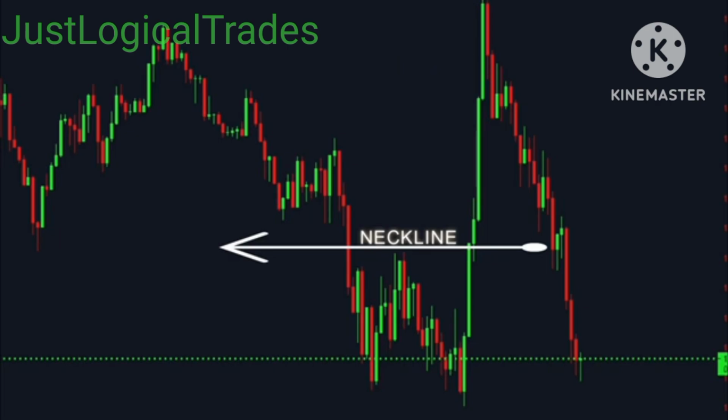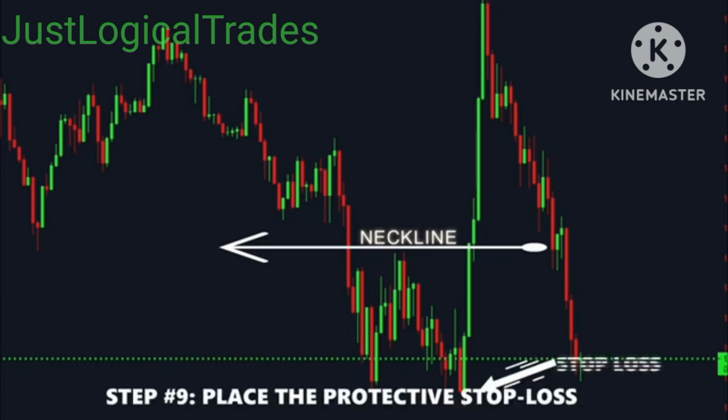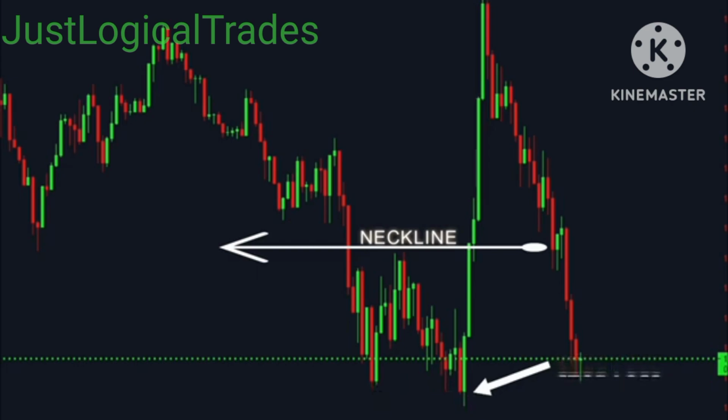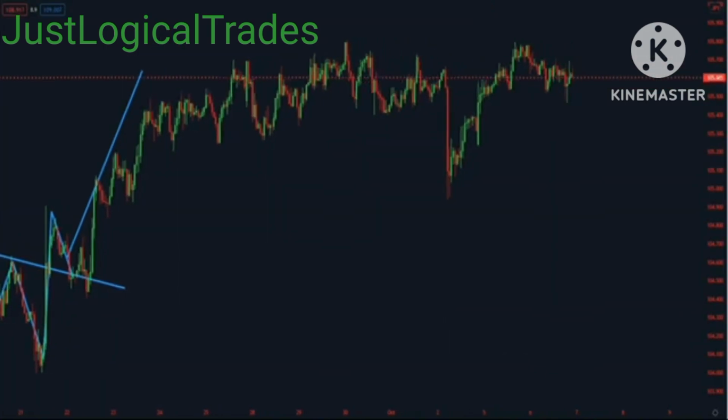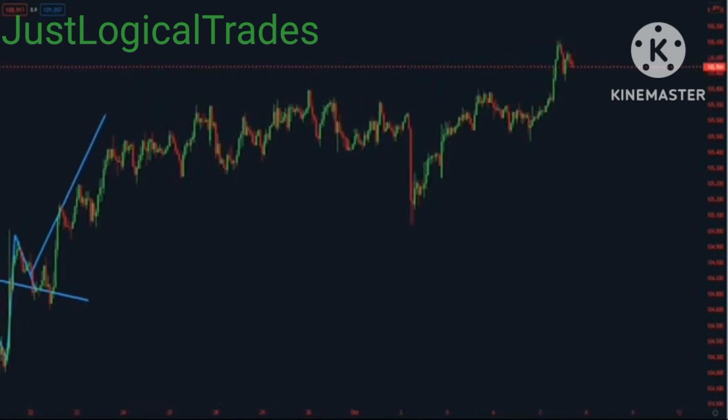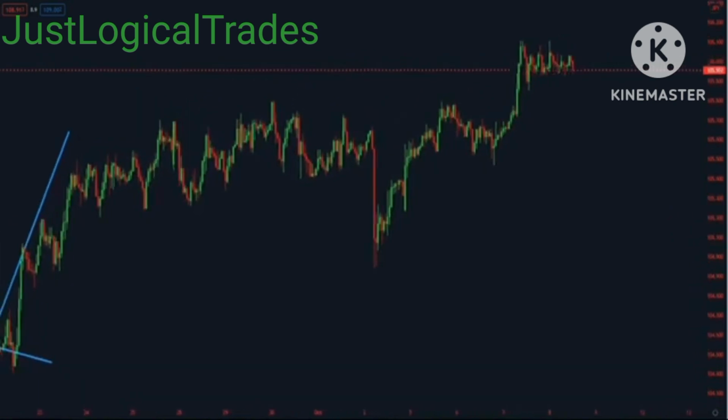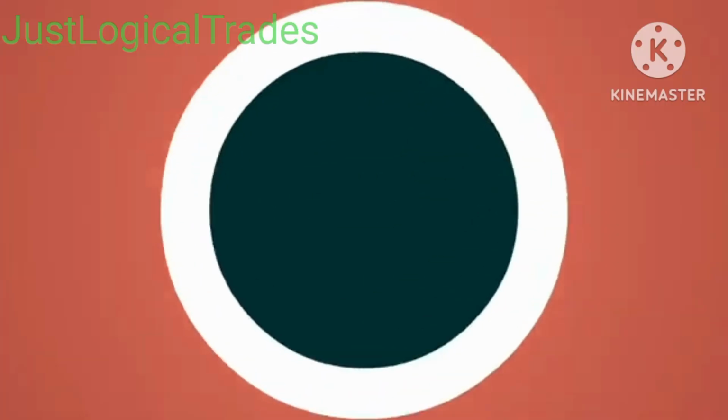The next important thing we need to establish is where to place your protective stop loss. Step number 9, place the protective stop loss slightly below the support created by the double bottom reversal. The double bottom chart pattern strategy gives you a simple way to quantify risk because you can place your protective stop loss slightly below the double bottom pattern. The double bottom pattern really gives you the opportunity to also trade with a tight stop loss, which is great as we always want to keep losses at a minimum.